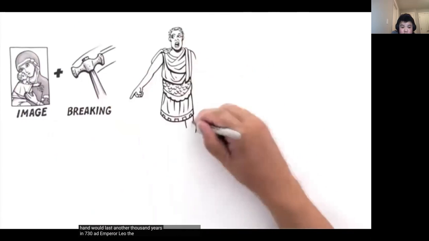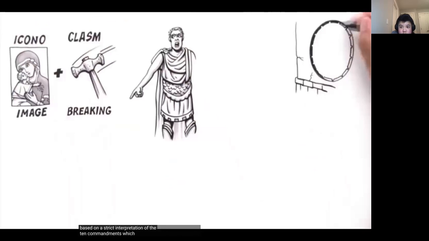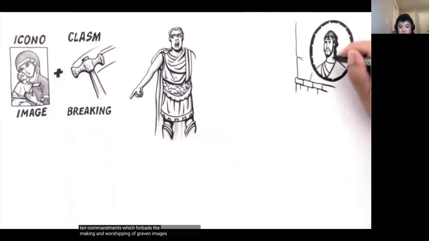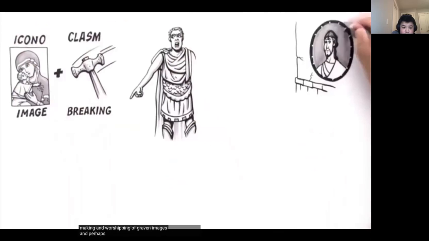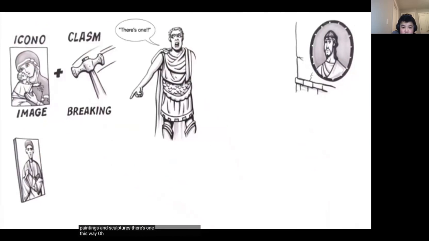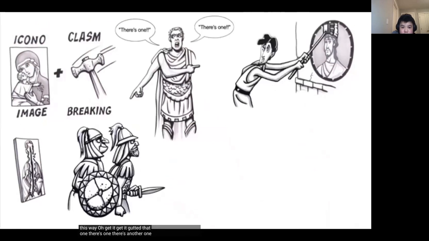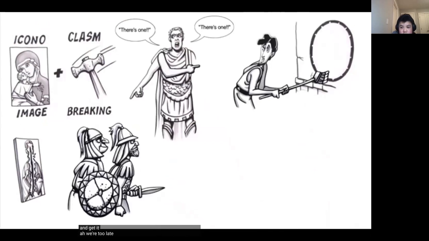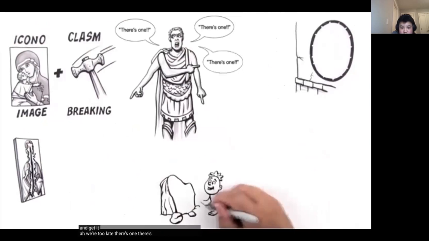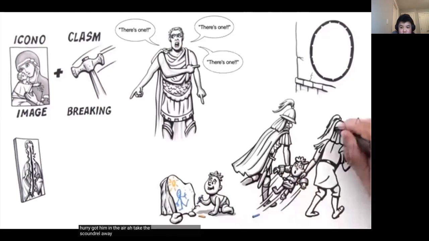In 730 AD, Emperor Leo III initiated a movement called iconoclasm, based on a strict interpretation of the Ten Commandments, which forbade the making and worshiping of graven images, and perhaps due to the rising influence of Islamic culture, the iconoclasts sought the removal or destruction of paintings and sculptures. There's one. This way, man. Look at it. Get it. Gutted that one. There's another one. Go and get it. Ah, we're too late. No, stop him. Stop him now. Hurry. Caught him in the act. Take the scoundrel away.